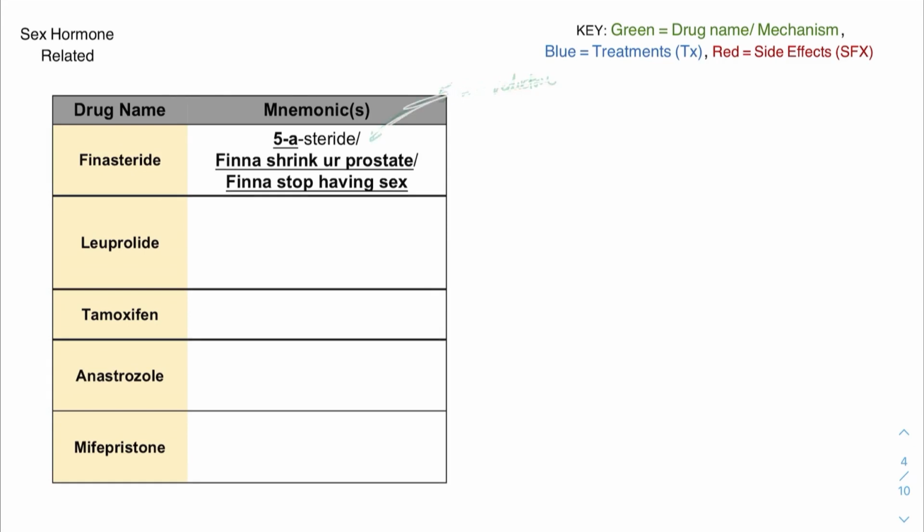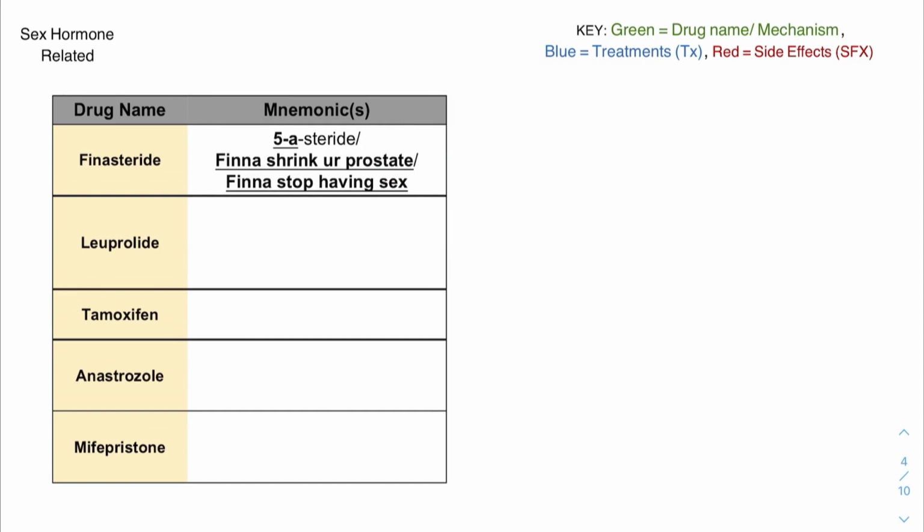Additionally, with some of the other mnemonics, we associated the Fina in Finasteride with finna, as in going to, kind of like the slang expression. So you're finna shrink your prostate and finna stop having sex. Fina, Finasteride, you're going to shrink your prostate, you're gonna stop having sex. Hopefully these are a little helpful. Shrinking your prostate, of course, is related to the fact that this can treat benign prostate hypertrophy and prostate cancer. And finna stop having sex, of course, is related to the side effect of impotence.